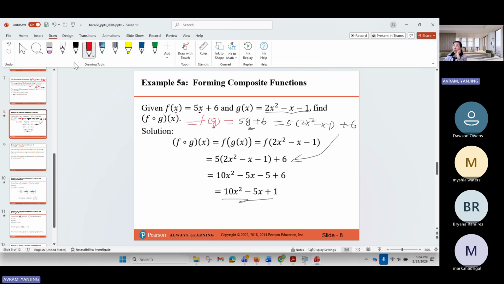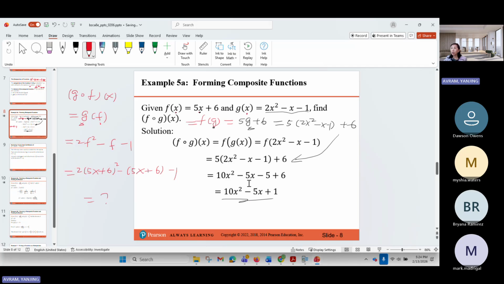And if I want G composite F, what does that mean? That means G is the outer, F will be the inner. I can go to the G function directly and then replace X by F. So this will be 2F squared minus F minus 1. And then we put F back. F is 5X plus 6, so 5X plus 6 minus 1. Then we do a little bit of algebra, get rid of parentheses, do a little calculation, and that's it. That's the composition.